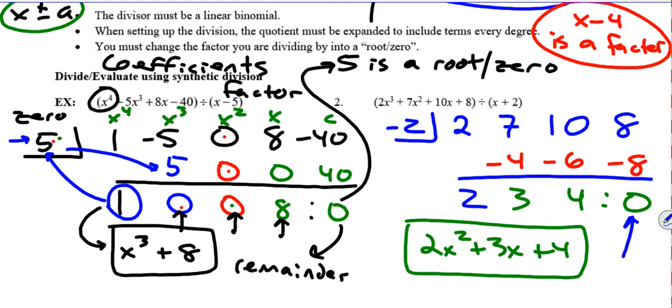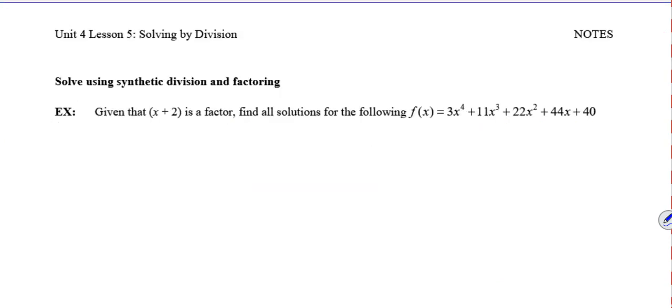All right, so you get 2x squared plus 3x plus 4 is the result. That's the result of evaluating this division. Okay? So now let's look at using synthetic division to actually solve a problem. Okay, so top problem on the back. So we have this quartic function. We don't know how to factor this.